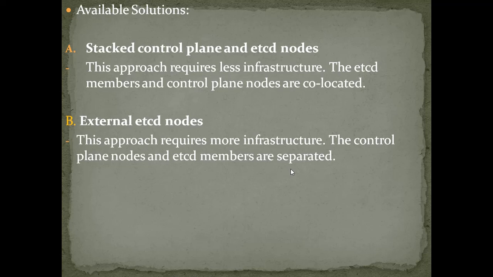As of today, there are two solutions available as per the Kubernetes documentation. One is stacked control plane and etcd nodes, and another one is external etcd nodes. Stacked control plane is an approach that requires less infrastructure. The etcd members and the control plane nodes are co-located. If you are going to use external etcd nodes, you will have 3 extra nodes to deploy etcd separate from other components.